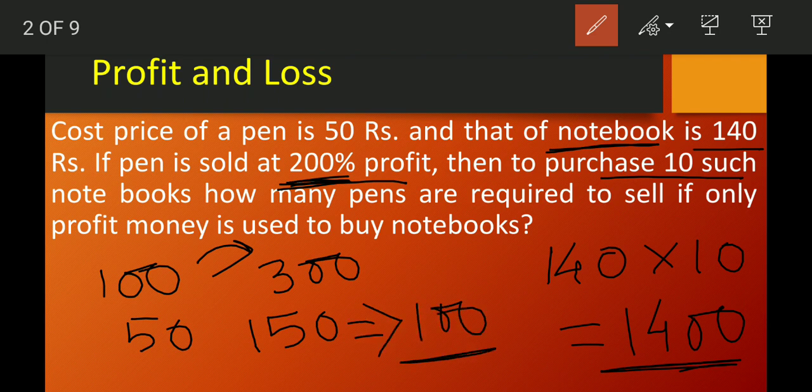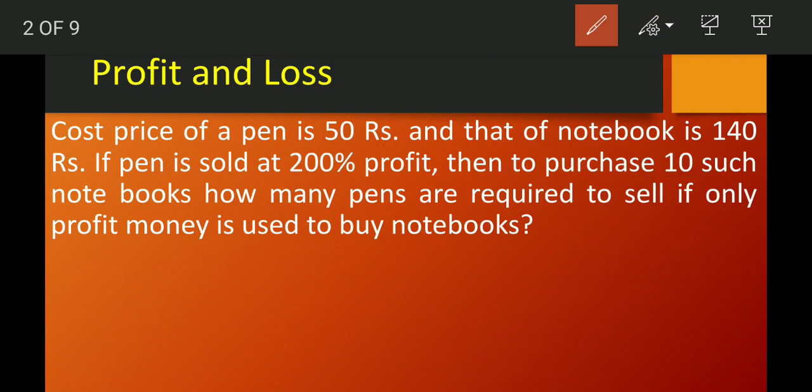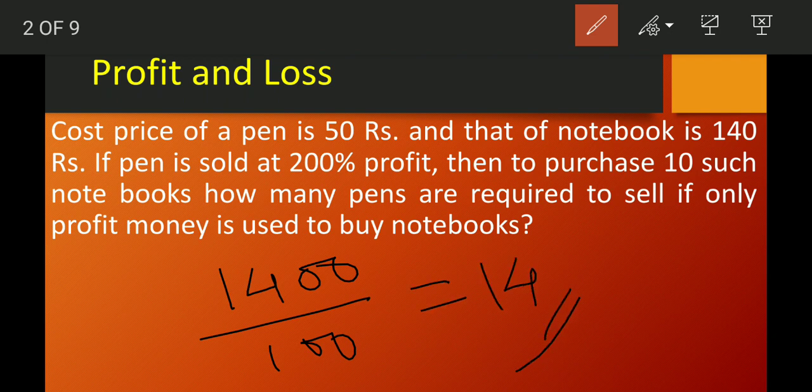So we are getting 100 rupees from a single pen, but we need 1400 rupees. So pens needed to be sold equal 1400 over 100. Therefore, 14. Therefore, 14 pens need to be sold so that we can buy 10 such notebooks using the money we get as profit. So 14 is our answer.